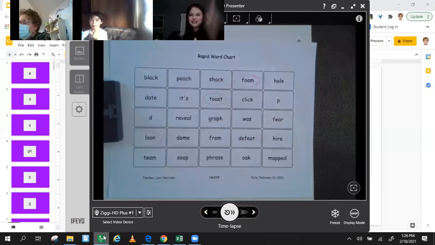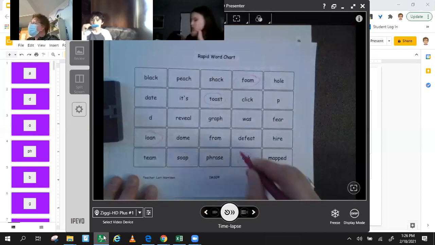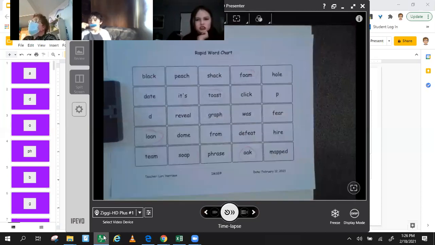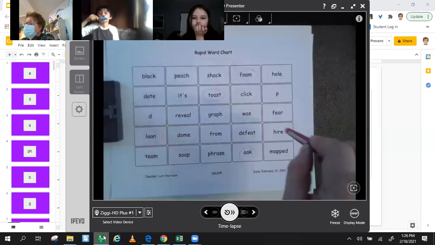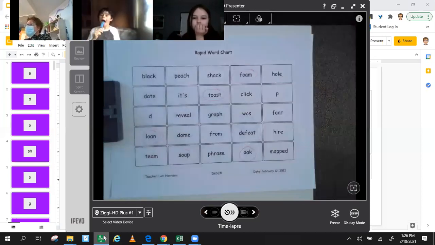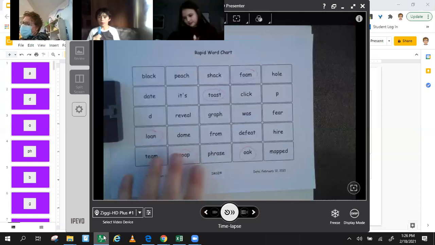Oak. Very good. Oak. Now, were there other long O sounds in that list? Yes, but they were all what kind of things? Magic E's, weren't they? Whole. And yes, sir. More horned lizard. Ah, horned lizard. Yeah. Horned frog. Yeah, very good.